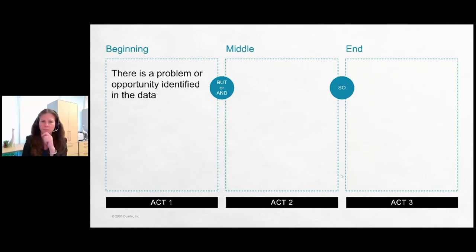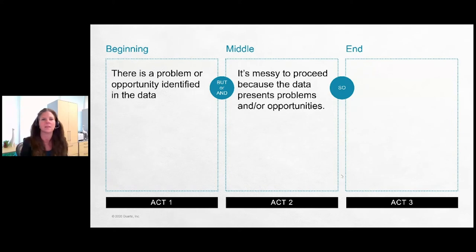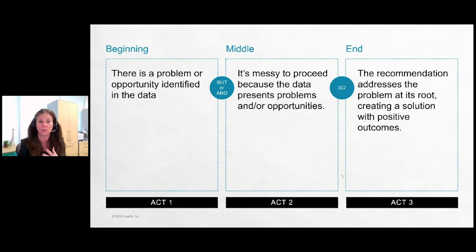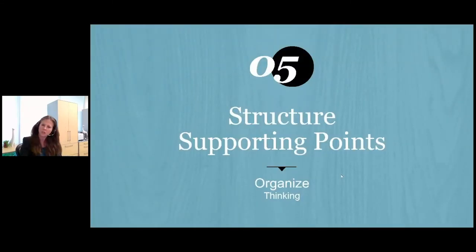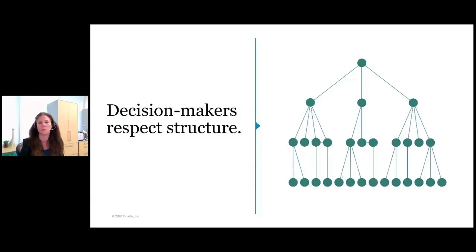So it goes something like this. Your executive summary written in the shape of a story is: there's a problem or opportunity that we've identified in the data. The messy middle is, it's messy to proceed because the data is presenting problems or opportunities. And ultimately, the recommendation I'm making is going to address the problem at its root cause, creating a solution with positive outcomes. So we'll teach you to shape an executive summary in a three-act structure like this. And then once you have that structure, you've got to support it with supporting points that make logical sense and are skimmable and easy to process.